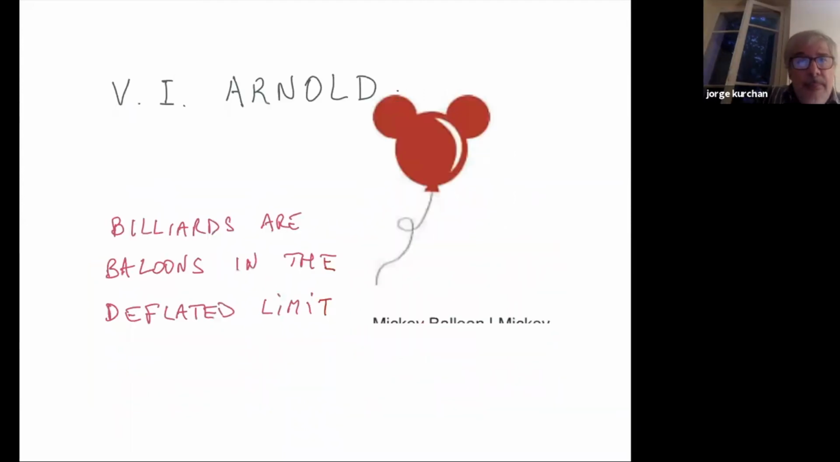Now, this we learned recently. In fact, Vladimir Arnold makes this interesting remark that billiards are just deflated surfaces. Take this Mickey Mouse balloon, deflate it, and you've got a billiard. Take an ellipsoid, deflate it, and you get an elliptic billiard, and so on. So Riemannian manifolds are the general context that we are interested in.